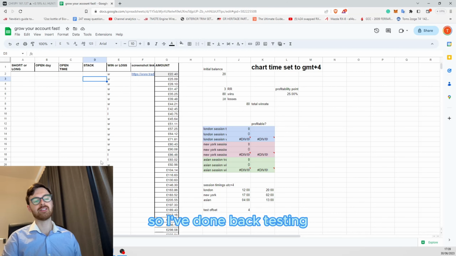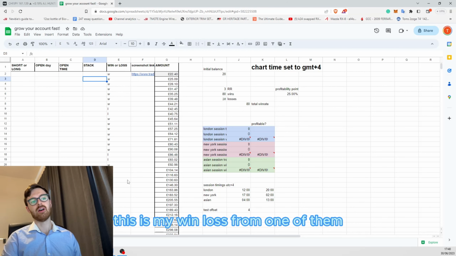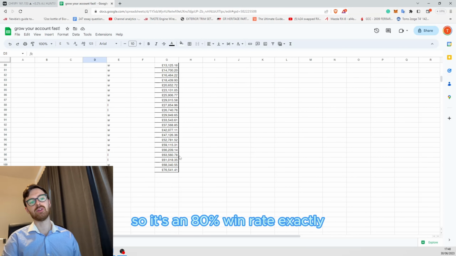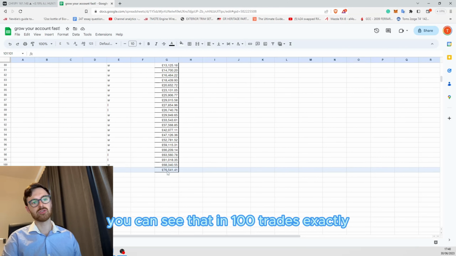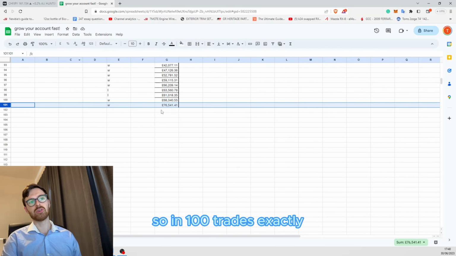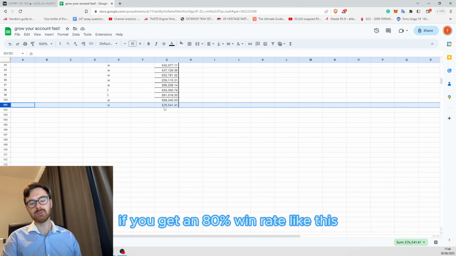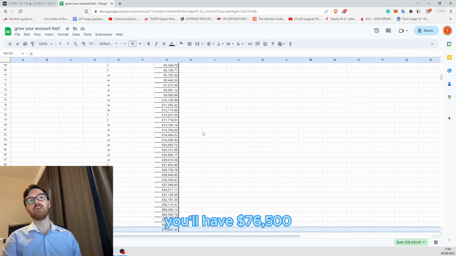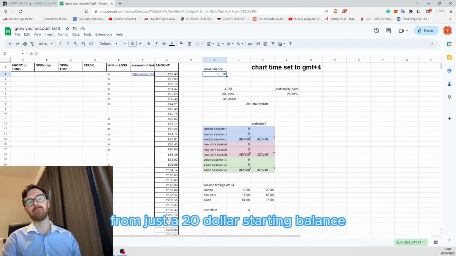So I've done back testing. This is my win-loss from one of them. I've just copy and pasted a bunch of sequence, so it's an 80% win rate exactly. You can see that in 100 trades exactly, because we don't start on 1, we start on 2. So in 100 trades exactly, if you get an 80% win rate like this, you'll have $76,500 from just a $20 starting balance.